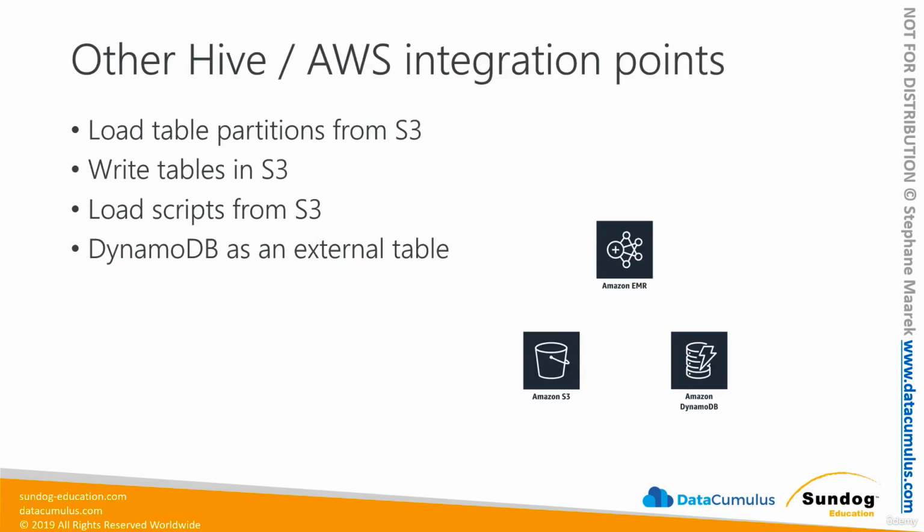Hive and AWS also integrate in other ways. So for example, you can integrate it with S3 in many different ways. Using Hive with EMR provides you with the ability to load table partitions automatically from S3. So you might recall that you can store your data in S3 under different subdirectories. For example, year, then month, then date, then hour. Those are going to be translated into table partitions. And you can do that automatically with Hive on EMR.